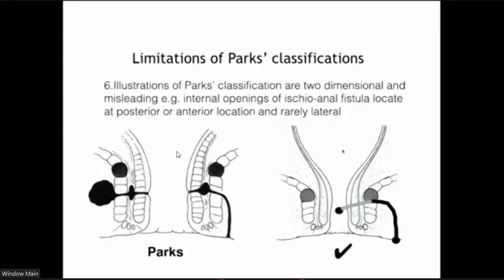Again, if you look at this picture of the transsphincteric type, you have the internal opening in the lateral. This is unlikely, it never happens. In fact, the high fistula, the high transsphincteric, occurs at the posterior midline or anterior. It's very, very rare to occur in the lateral. So this picture is not correct, and to come from here to involve an ischial abscess is almost impossible.